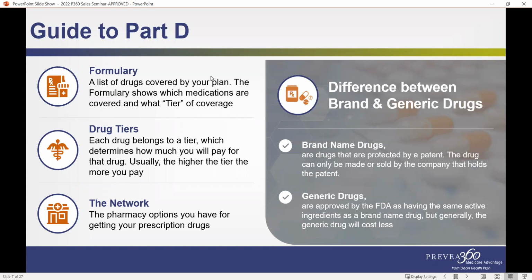As I mentioned, drug tiers: each drug belongs to a tier, and the tier determines how much you pay for that drug. Usually the higher the tier, the more you pay. Network is going to be the pharmacy options that you have for getting your prescription drugs. And then the difference between brand name and generic. Brand name drugs are protected by a patent. They can only be made or sold by that company that holds the patent. Once that patent does run out, other companies can use that active ingredient to create generics. Generics are always approved by the FDA as having the same active ingredient as the brand name drug, but are generally going to cost less.